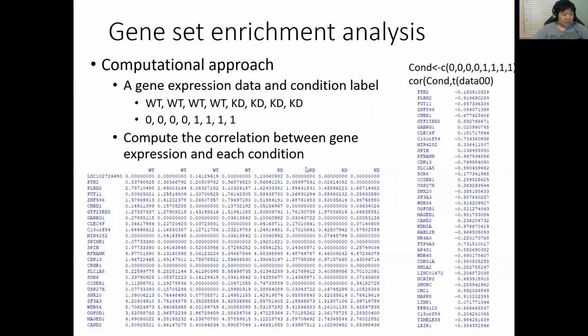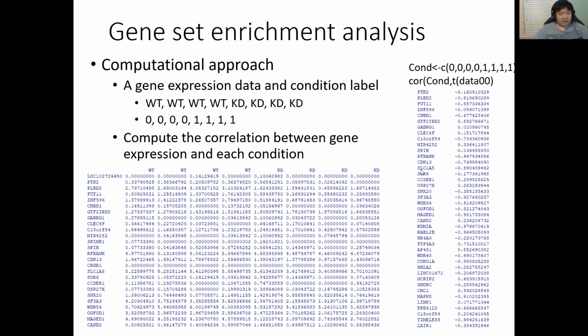So here we can see for the first gene we can compute the correlation, and the correlation is shown here. This is the basic R code. We give the condition as 0, 0, 0, 0, 1, 1, 1, 1, and correlate the condition with the data. And we also remove the data with too many zeros or too few non-zero observations. And here is the correlation we identified.